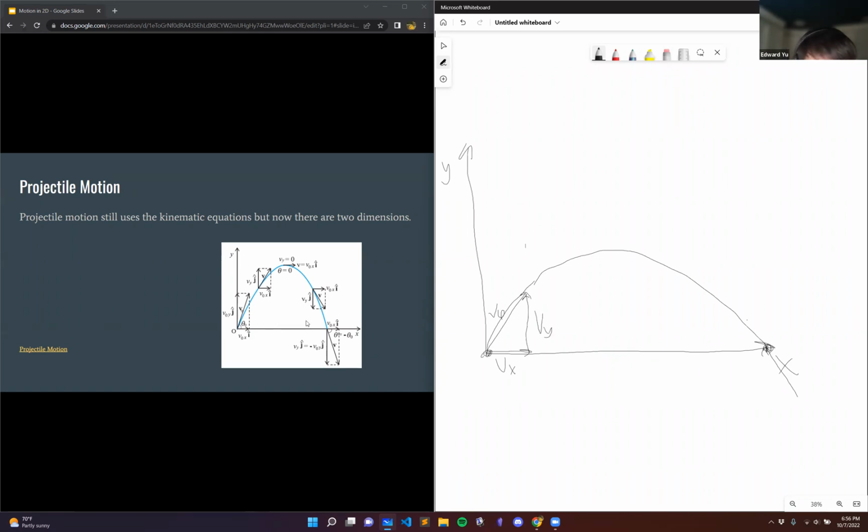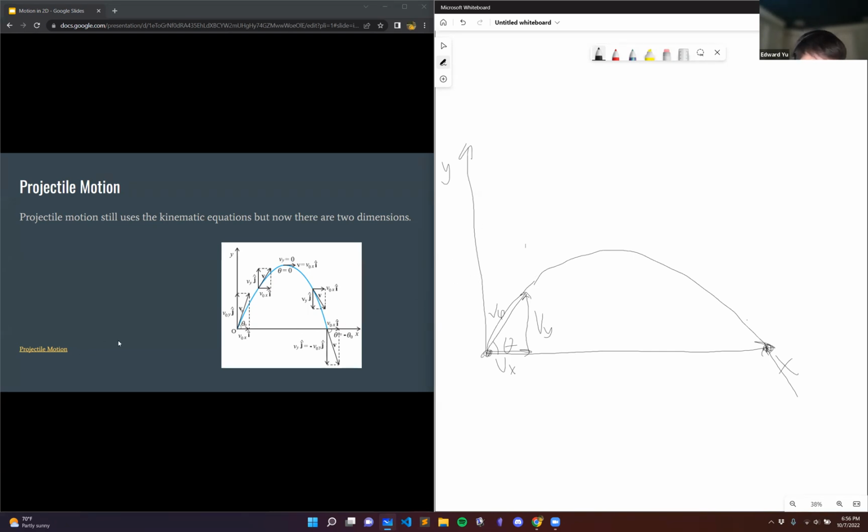So you can see in the diagram that this is theta. So the v component in the x direction is always going to be constant, the same, wherever it is on the projectile. But the y component is changing: it's going like this, and then at the top it's 0, and then it's going down after.